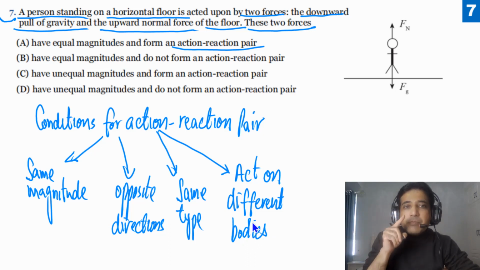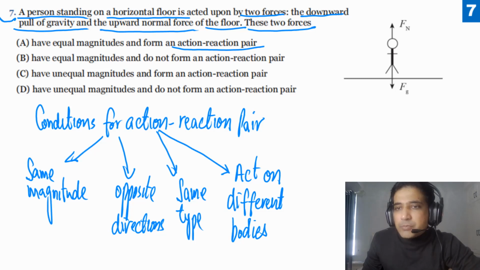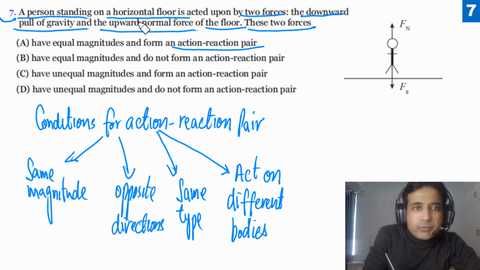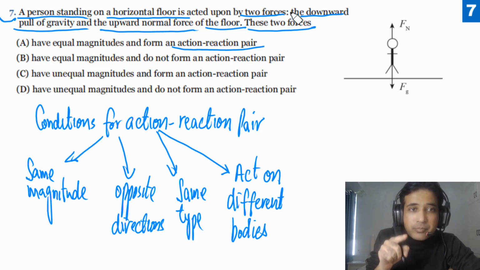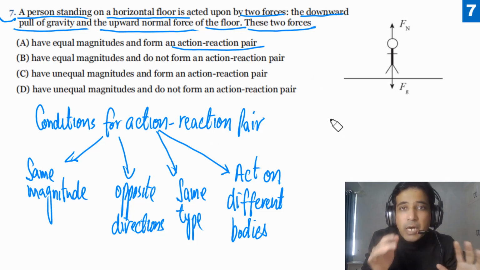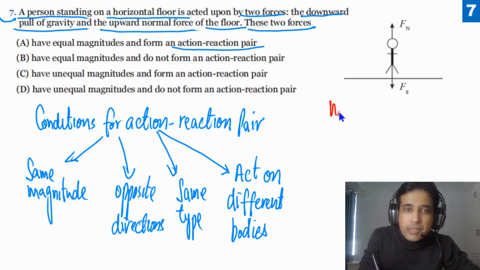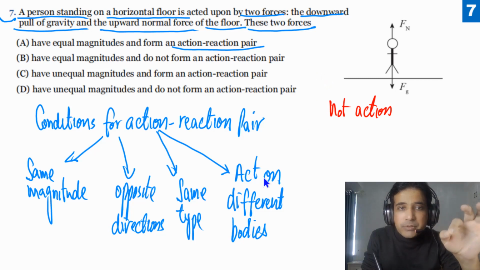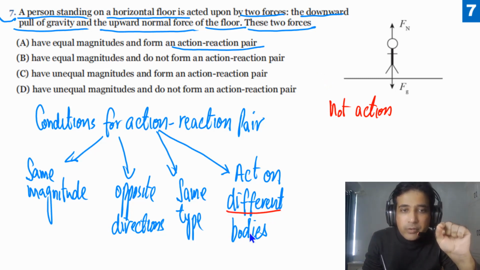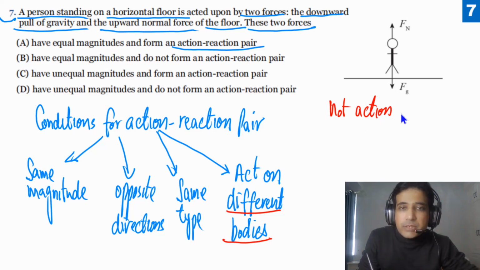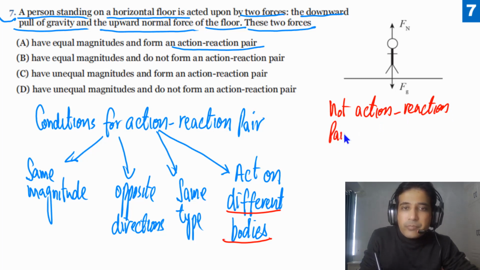Now let's try to find the best possible answer for this question. It is given to us that a person standing on a horizontal floor is acted upon by two forces. It means these two forces are acting on the same person. So they do not form an action-reaction pair because they are acting on the same person. If they formed an action-reaction pair, they would have to act on different bodies. So we can say these forces do not form an action-reaction pair. This is one thing we can conclude from the given statement.